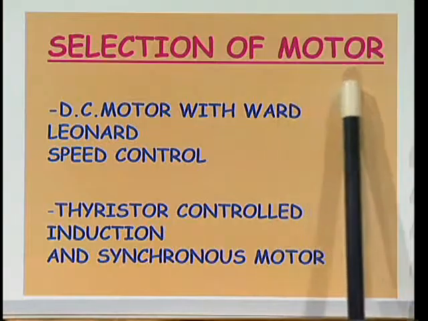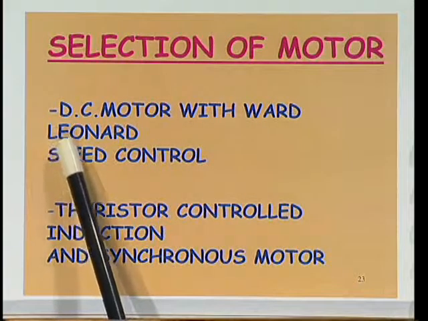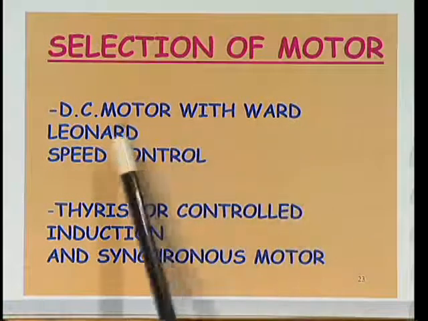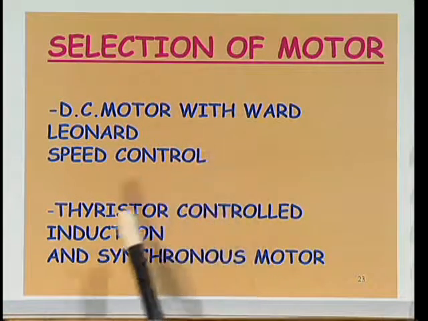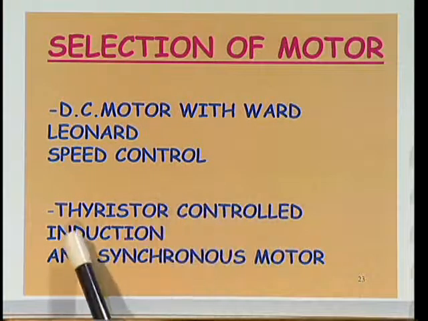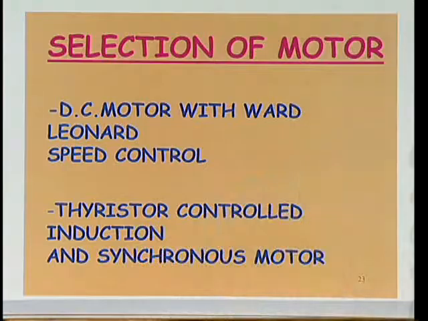Selection of motor for steel rolling mills. DC motor with Ward-Leonard speed control can be employed. Thyristor controlled induction and synchronous motor can be employed, because by employing thyristors or silicon controlled rectifiers, the speed control is very smooth and very fast. So that type of thyristor control is very much useful for steel rolling mills.